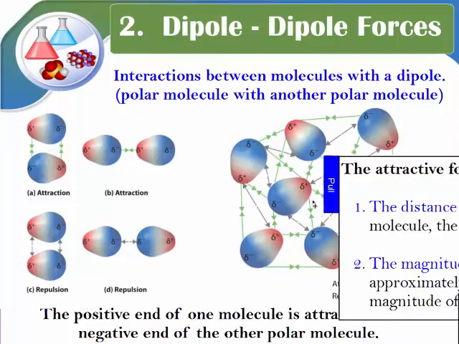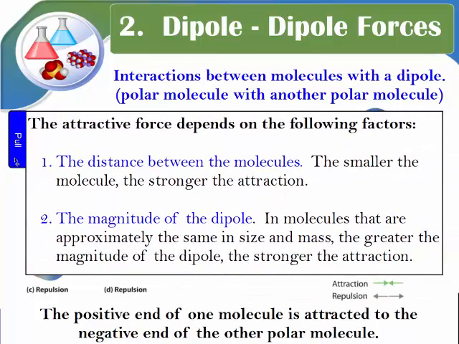The strength of a dipole depends on two things. The distance between the molecules. So again, the smaller the molecule, the stronger the attraction. And again, the magnitude of the dipole. So just as we saw in ion-dipole, the larger the electronegativity difference, the greater the magnitude of the dipole. So if they're similar in size and mass, we're going to look to see which ones have the greatest electronegativity difference.